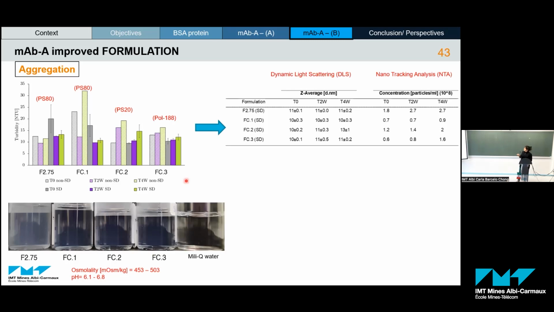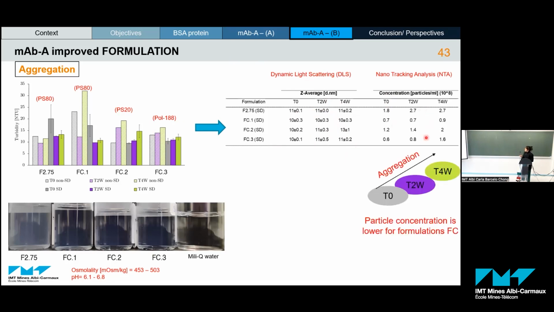As well, for the aggregates measured by dynamic light scattering, we observe very similar values for the different formulations, and the change they have with the stability test is not very high, as we can observe with these values. But the presence of nanoparticles measured by NTA showed a slightly different story, observing that there's an increase during the stability test of the particles present in the formulation corresponding to possible aggregates, but we observe slightly lower values for the formulations improved with higher concentration of surfactant.